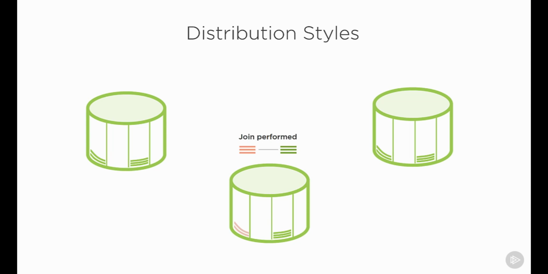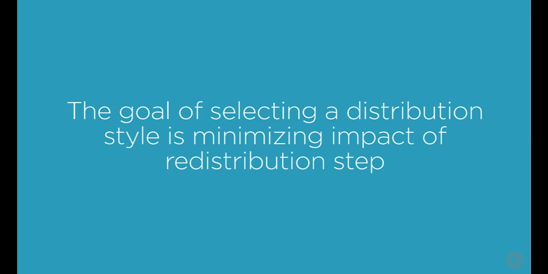Now imagine how much faster things would be if each node had local access to the data needed for the instructions it was given by the leader node. Quoting directly from AWS online documentation, the goal in selecting a table distribution style is to minimize the impact of the redistribution step by locating the data where it needs to be before the query is executed.